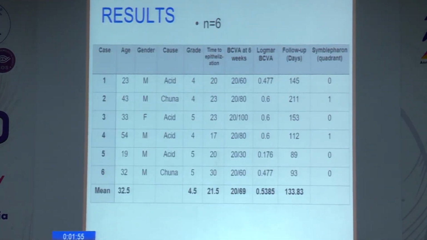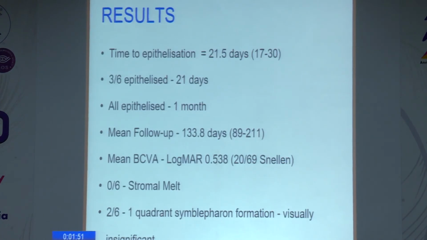So this is the table of those 6 eyes which I have done till now. The mean time of epithelialization was 21.5 days. The range was around 17 to 30 days. Within 3 weeks, that is, 3 weeks was the time limit set for AMG. So within 3 weeks, 50% of eyes, or 3 out of 6 eyes, epithelialized, and all epithelialized within a month. The follow-up was up to 211 days at the last visit.